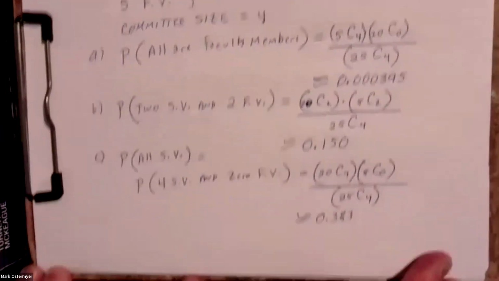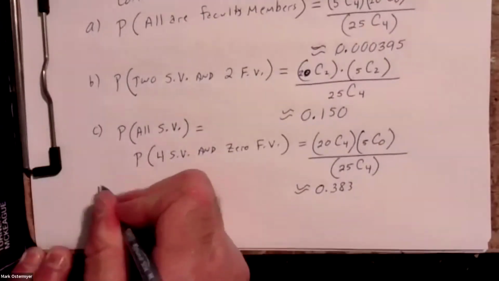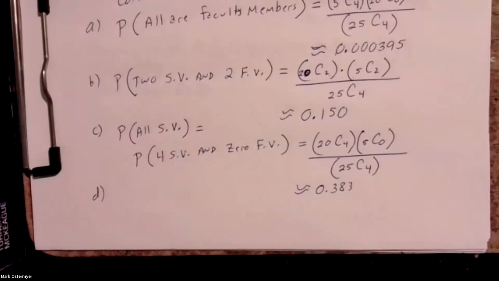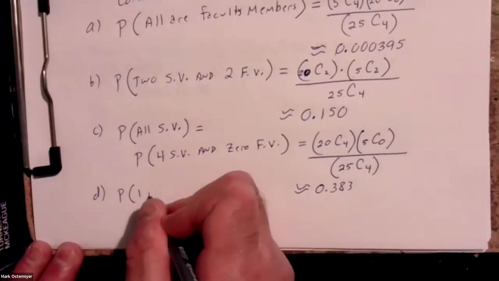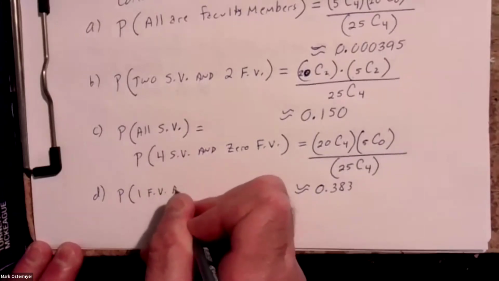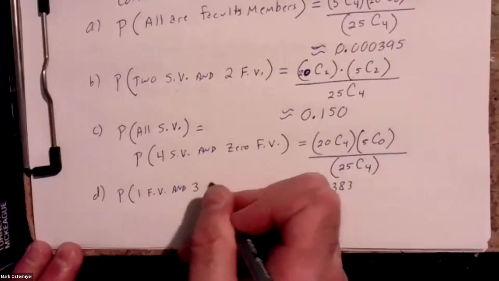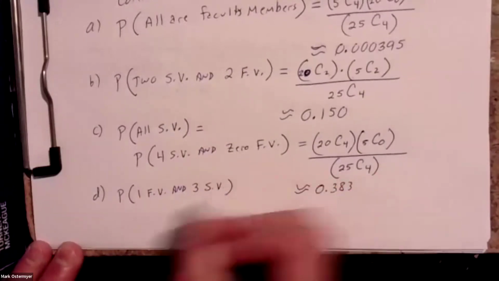All right, we have one more here. D. What is the probability that if I randomly select 4 from these 25 members, that my committee will consist of 1 faculty member and 3 student members? So the probability of selecting 1 faculty volunteer and 3 student volunteers that will be on my committee.